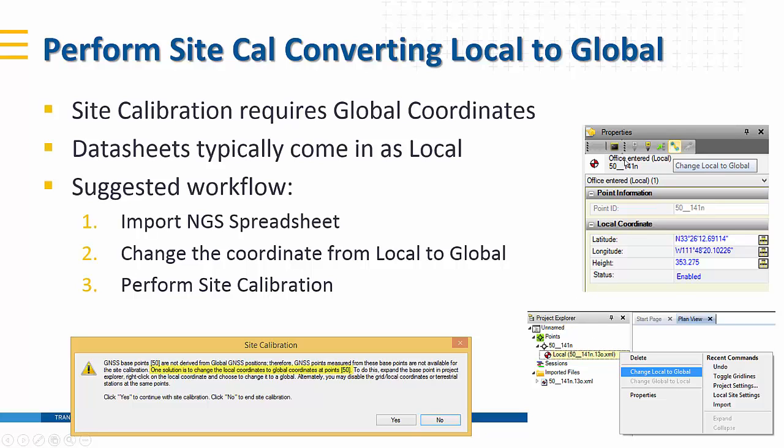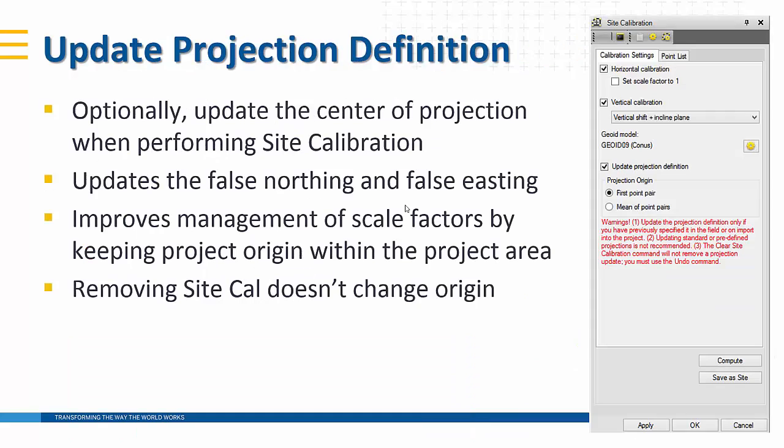Also, if you right click and go to the properties of the coordinate object in TBC, you will notice a quick access icon to a command called change local to global. Once you have the coordinate as a global, now you can perform a site calibration. So the suggested workflow would be to import the NGS spreadsheet, right click on the coordinate and change it from local to global, and then you can go ahead and perform your site calibration.